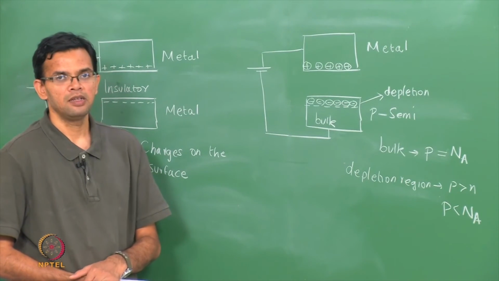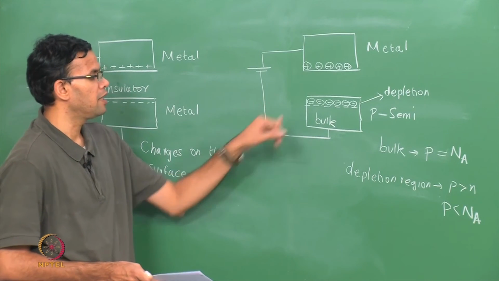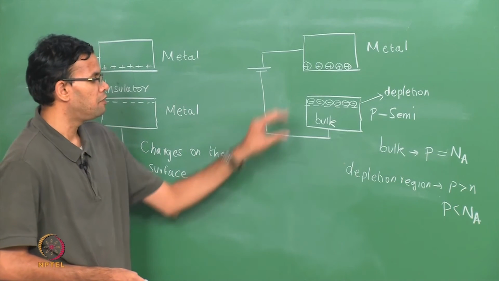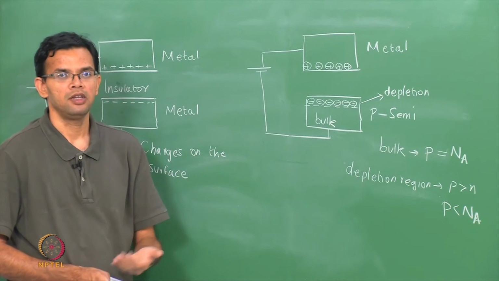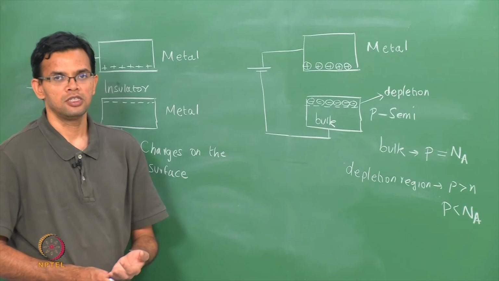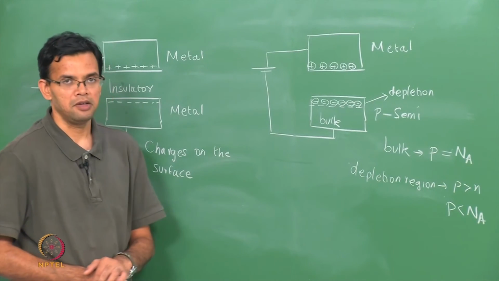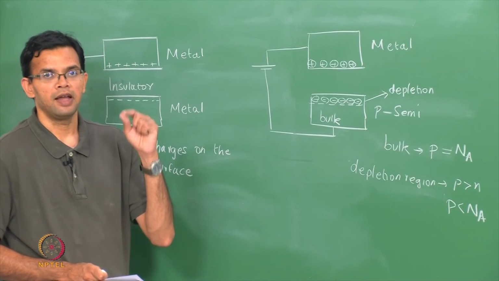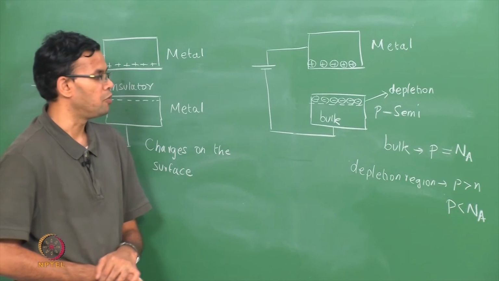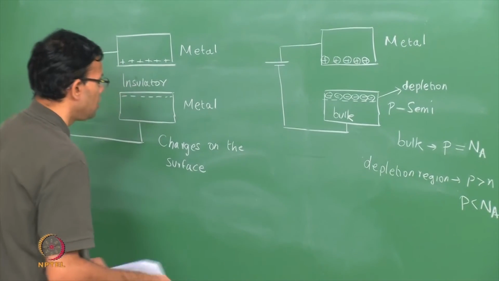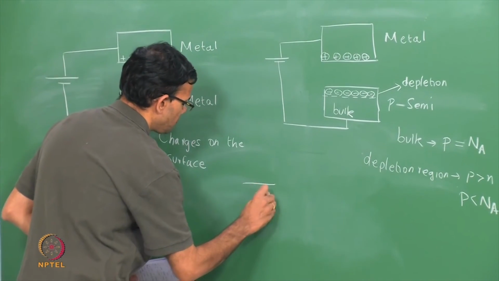Now, if we keep increasing the bias, we are going to get more negative charge in the semiconductor, and you are going to find that at one particular point the number of electrons will be more than the number of holes, so that you create a region where you have n type conductivity as opposed to p type. This is called inversion. So, let me just draw that again.